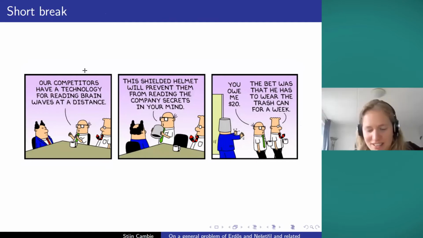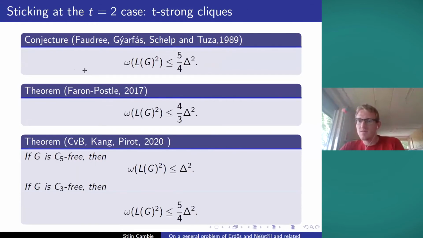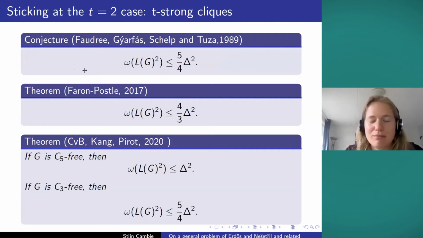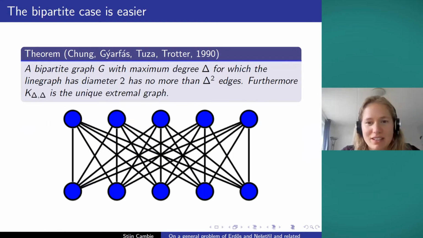I was wondering, so there's a better case for the bipartite graphs for t=2. Does this generalize for larger t, or maybe not for bipartite? Yes, so we saw that for bipartite graphs, we do get a nice bound of delta squared. Yes, for the original question, we will see.